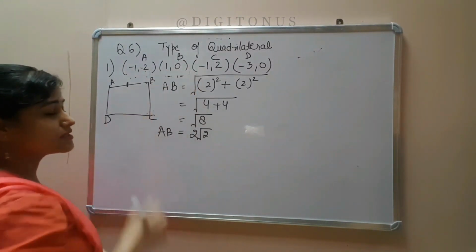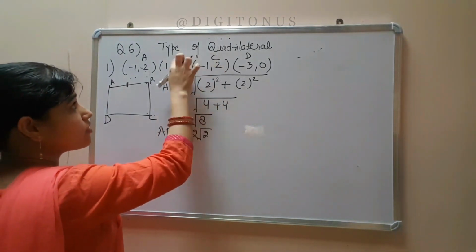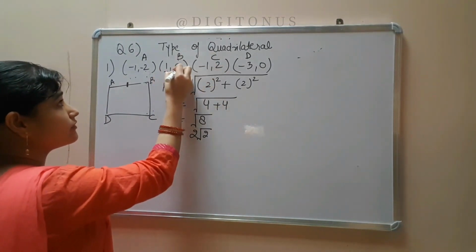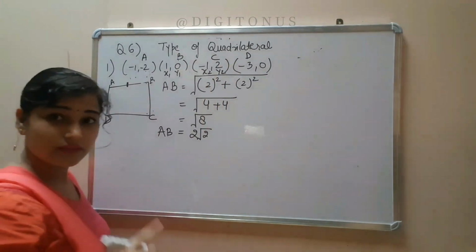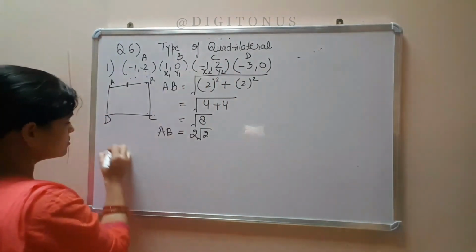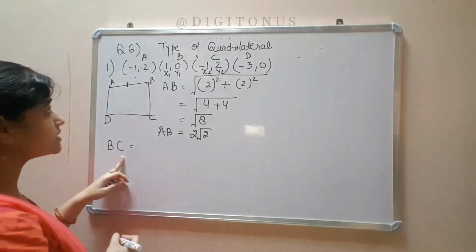After that, now it's done. We will find the distance between BC. So we are working with the coordinate points B and C. So we will give them the names x1, y1 and x2, y2. Okay. So now we are working with BC. We are finding the distance between BC.